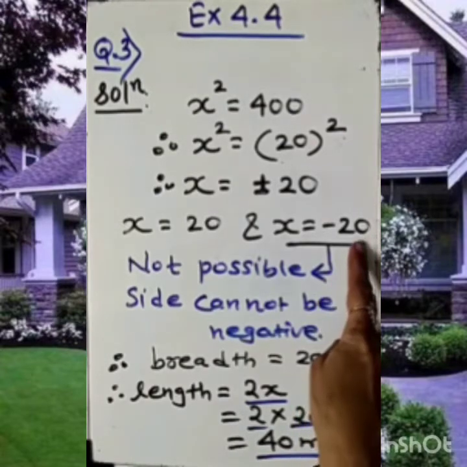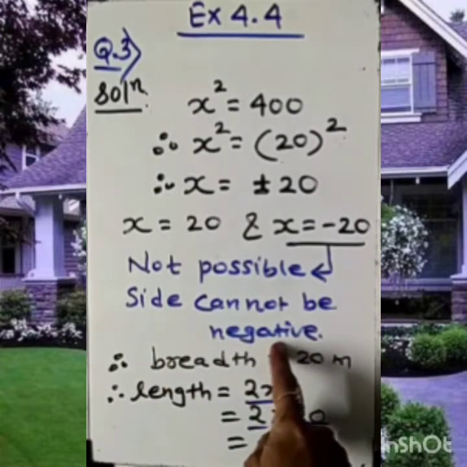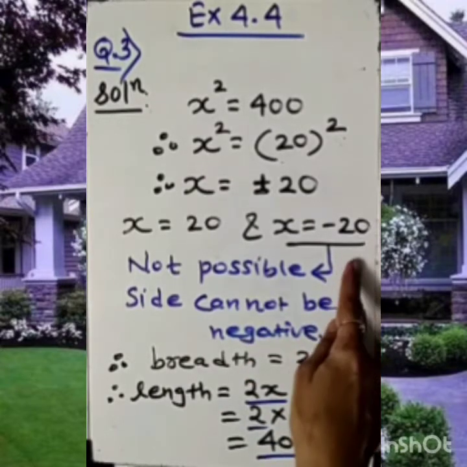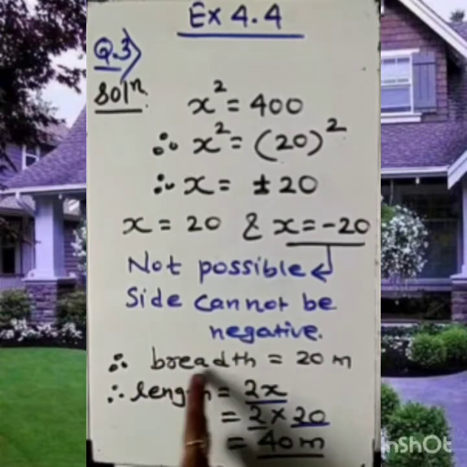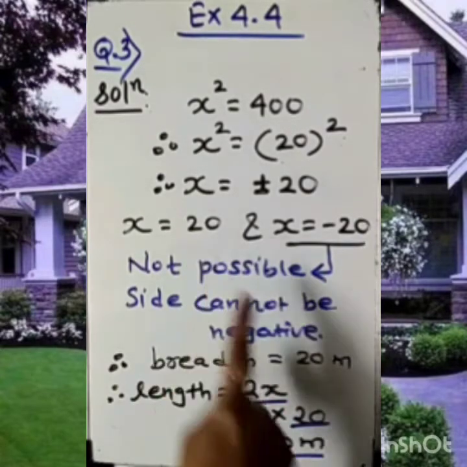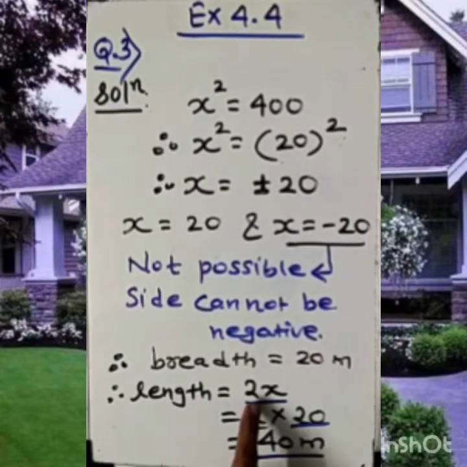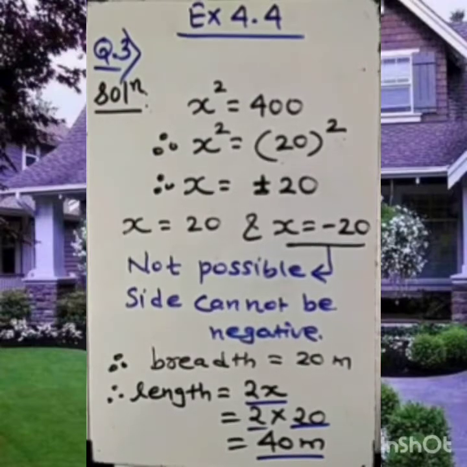The reason behind that, because side can't be negative, means the length or breadth can't be negative. Therefore, we can say breadth is 20 meter, which we have assumed as x, and the length, which was double the breadth, 2x, so 2 into 20, so the length is 40 meter. So this is the dimension of the mango grove. Length is 40 meter and breadth is 20 meter. Easy question.